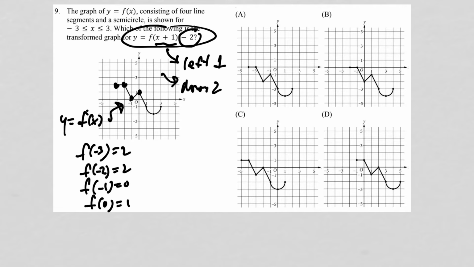So what I would do is just take really any of these points, maybe the bottom of the semicircle, and if I moved it left 1 and down 2, it would end up here. And as you can see, that looks like this one. That's why the answer is choice A.